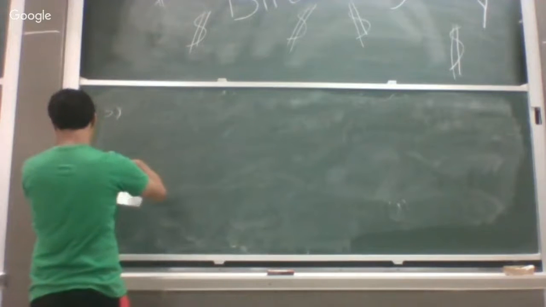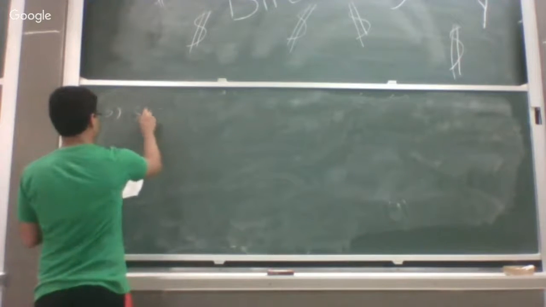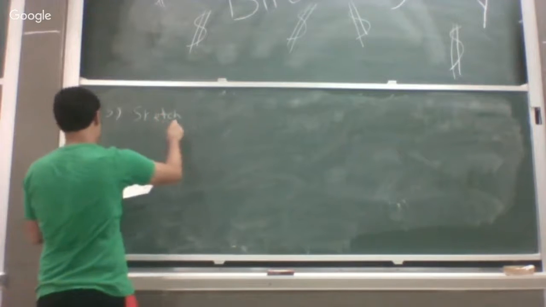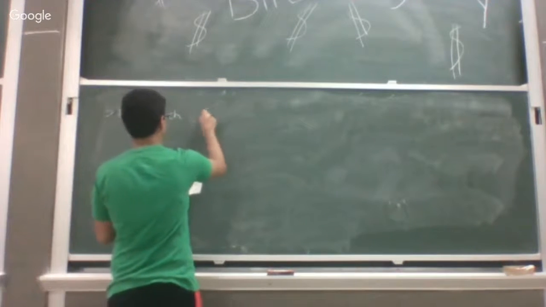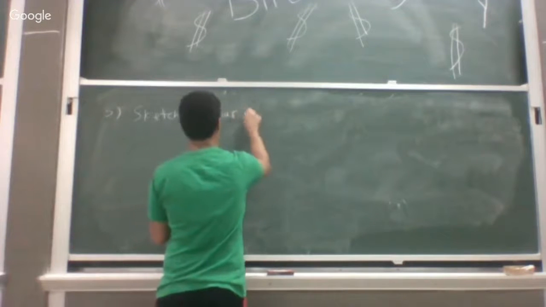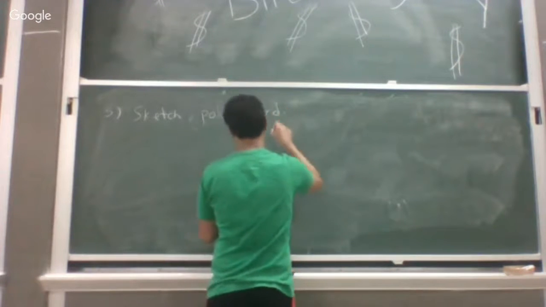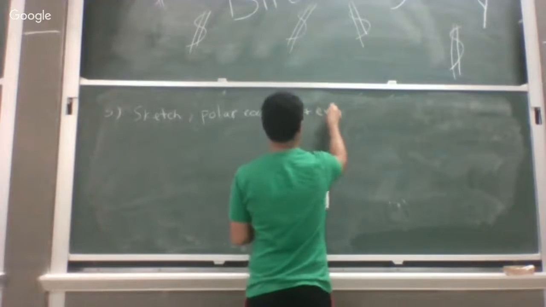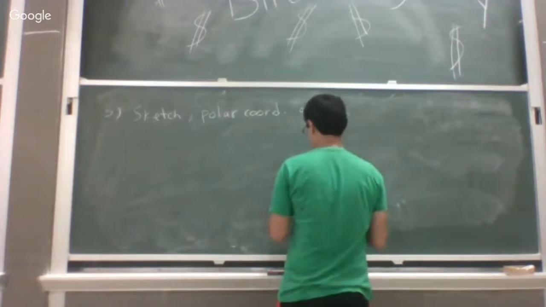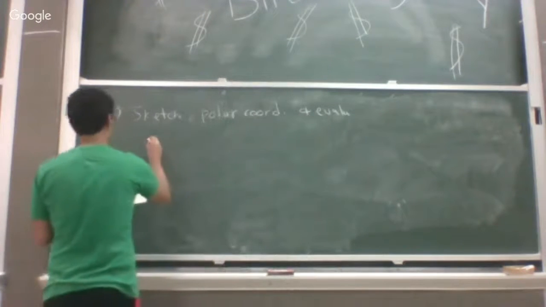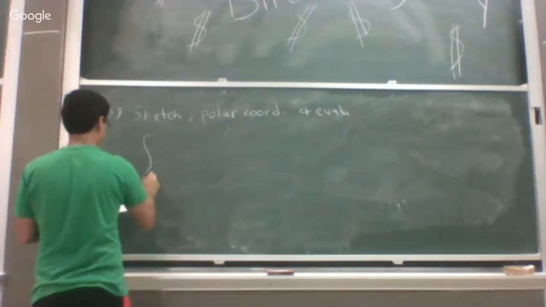For the first one, we have to sketch the region and convert to polar coordinates, and evaluate. So they gave us the integral in rectangular coordinates.